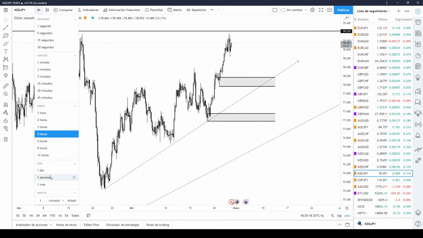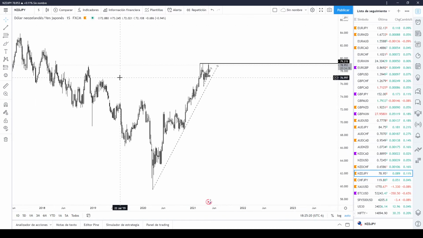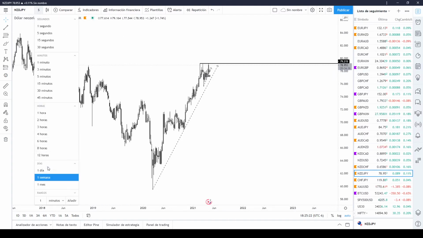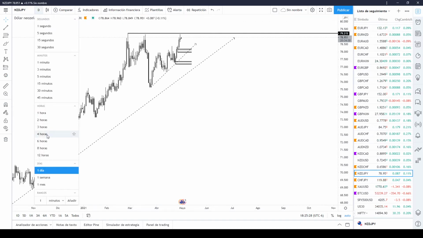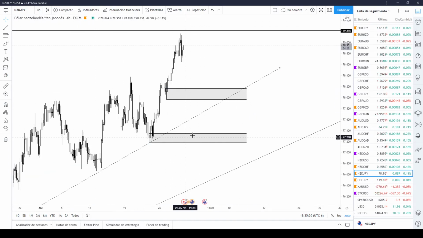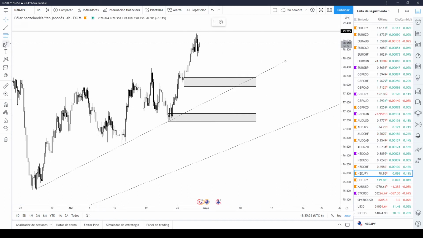Same thing for NZD JPY. It's completely bullish. The daily is completely bullish. It's about to make a new higher high. And we have these two levels. And we can expect the exact same thing.